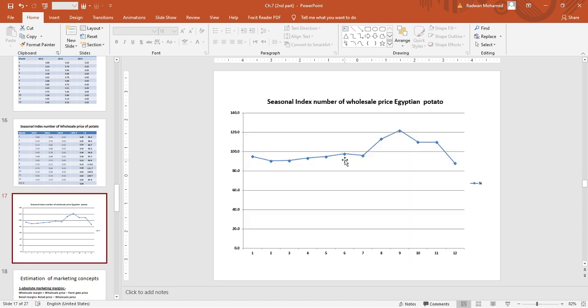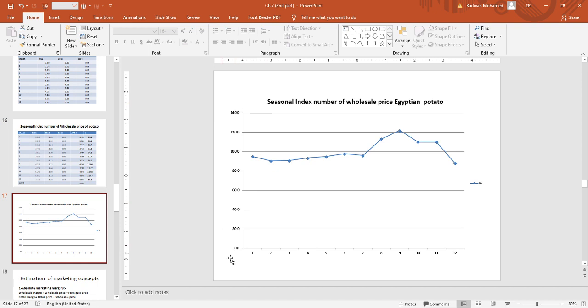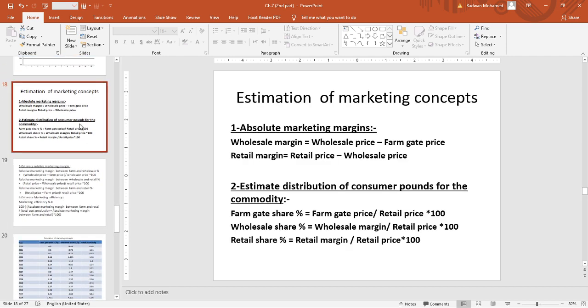Okay, and here is the seasonal index number for the wholesale price of the fitness. This curve represents the percentages. Here are the percentages, and here are the months. So if I draw the curve, it will be something like that. It's very easy, and this graph is to help you understand more about the presentation of the data. Our data here, I calculated something and I want to interpret it, and I wanted to explain it over a graph.